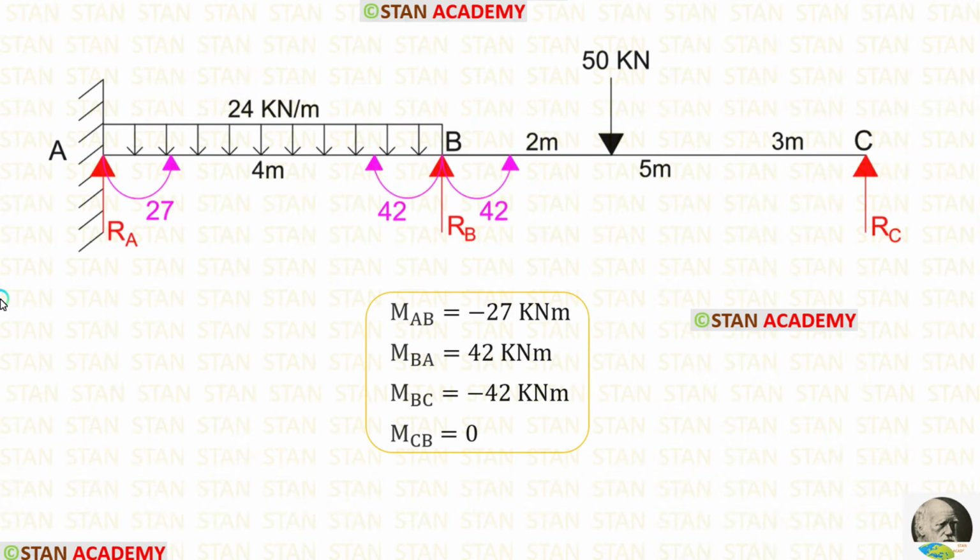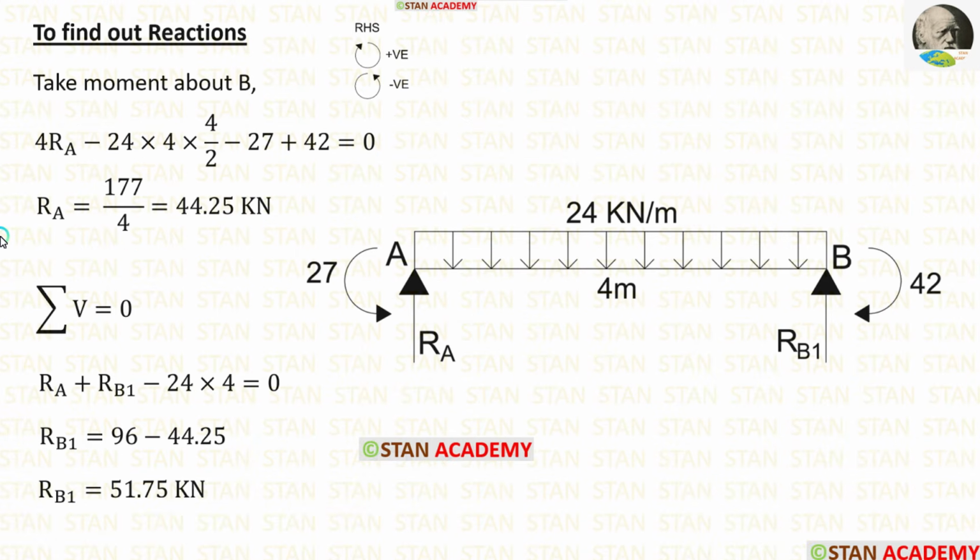Now, let us calculate the reactions. First, let us take the span AB and calculate the reactions. In the span AB, there are two moments, MAB, which is acting in the anti-clockwise direction, and MBA, which is acting in the clockwise direction.